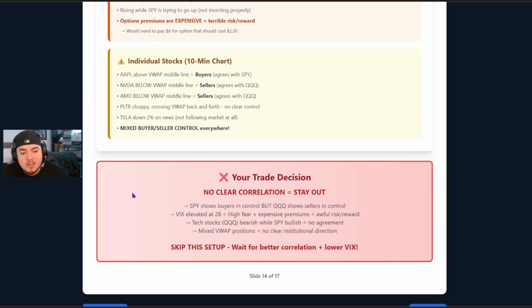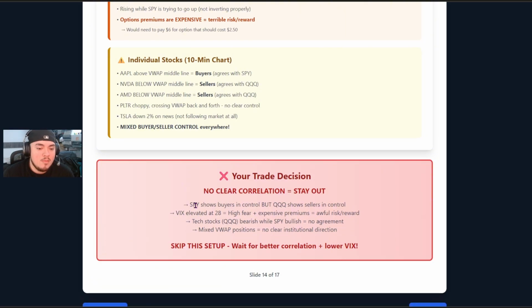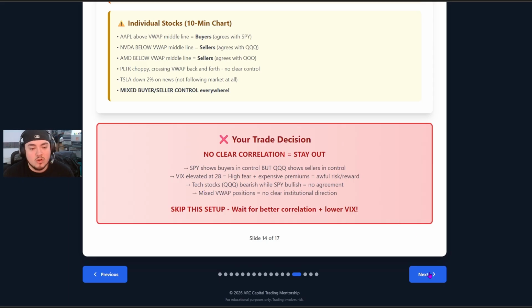No clear correlation, stay out. SPY shows buyers in control, but QQQ shows sellers in control. VIX is elevated at 28. That equals high fear plus expensive premiums, which also equals awful risk to reward. Your tech stocks, QQQ bearish, while SPY is bullish, no agreement. Mixed VWAP positions, no clear institutional direction. Skip this trade, wait for better correlation plus lower VIX for better risk to reward and a more predictable market.